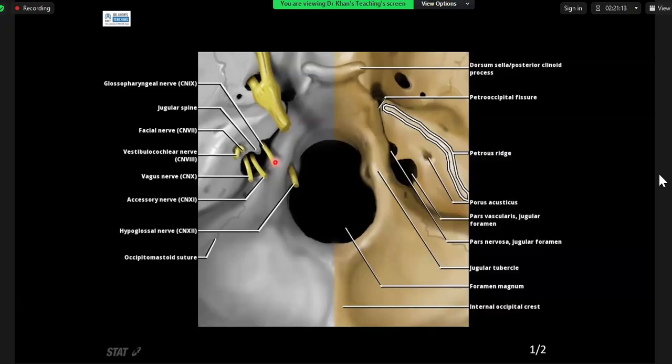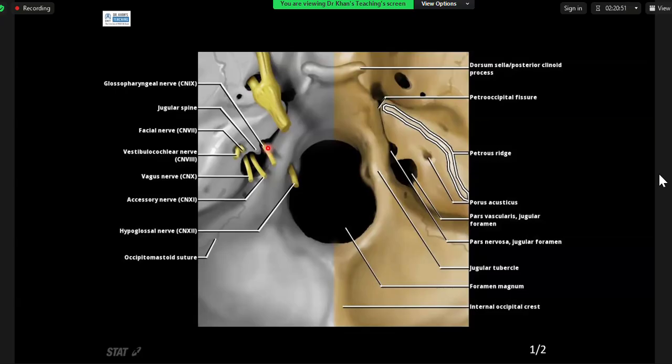I did not have time right now to ask the candidate questions, but I could have asked more questions, pointing out what is this, what is this, what is this, and expect that to happen in the exam, anatomy wise. So here we can see that this is the jugular foramen, anterior part of the jugular foramen.